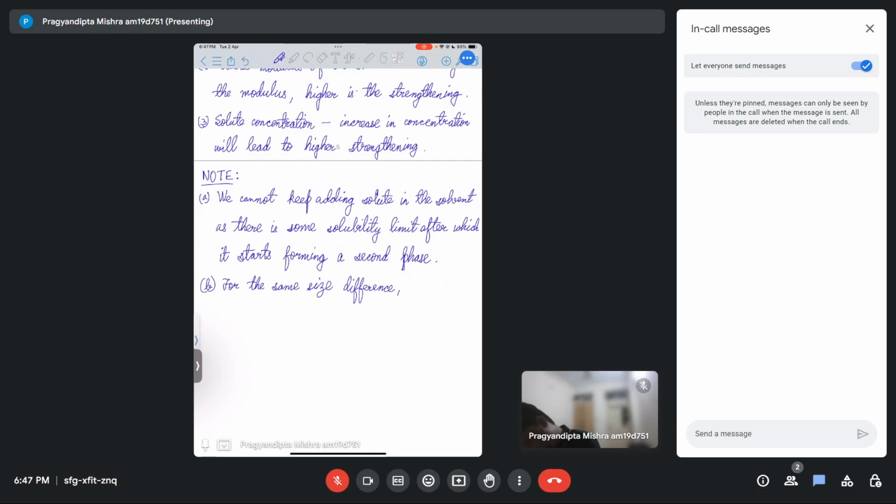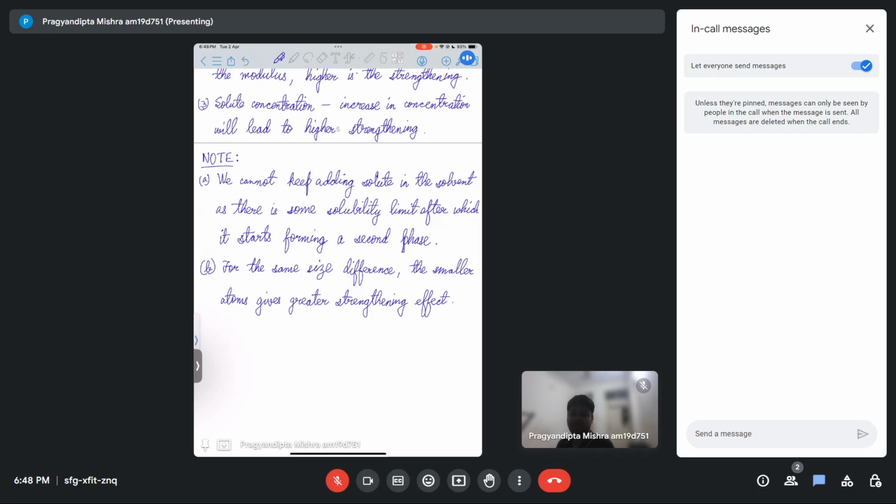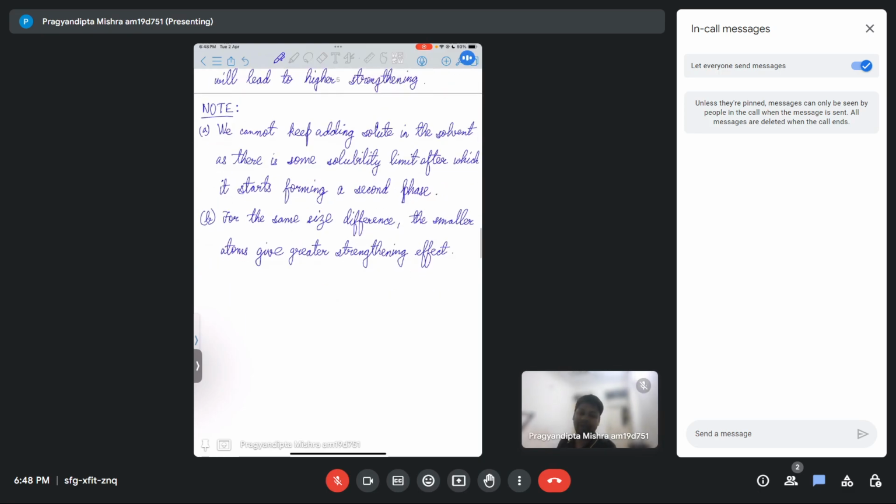The smaller atoms give greater strengthening effect. So these are two notes that you can keep in mind.